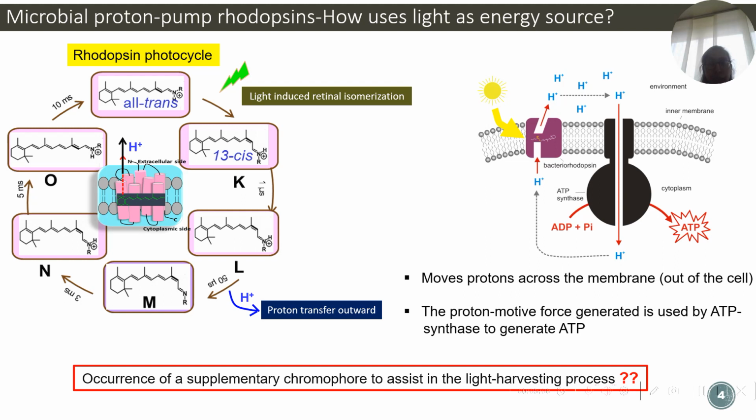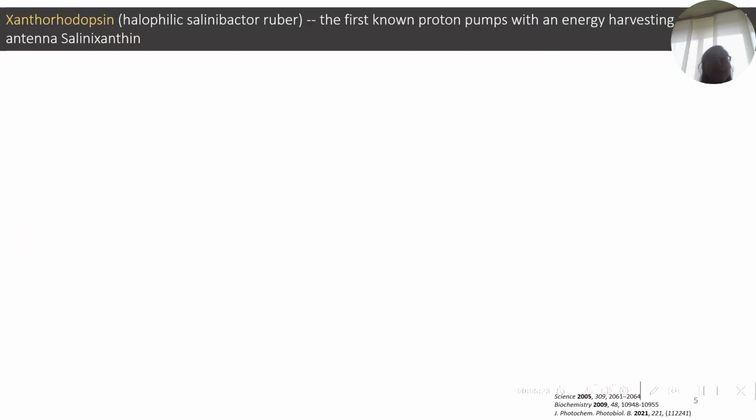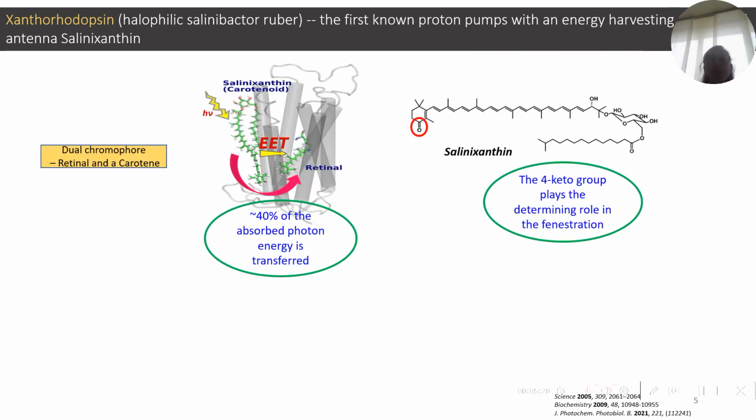Okay, so now back to our subject of interest: can these retinal proteins contain any other secondary chromophores that can assist in the light harvesting process? The answer is yes. The first such rhodopsin was found as xanthorhodopsin, which contains, in addition to retinal, another carotene chromophore named salinixanthin. And it was found that salinixanthin transfers almost 40% of the excitation energy to the retinal chromophore in order to assist the light harvesting process.